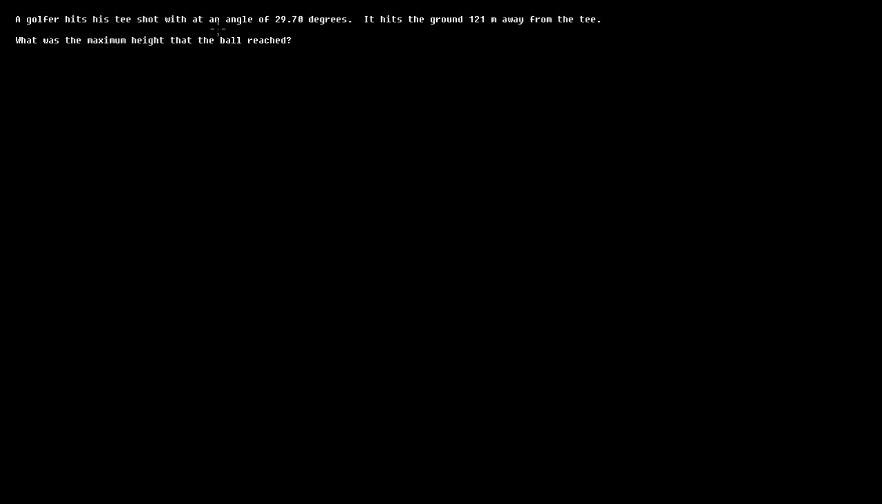A golfer hits his tee shot with an angle of 29.70 degrees. If it hits the ground 121 meters away from the tee, what was the maximum height that the ball reached?